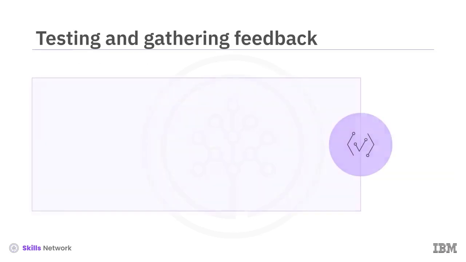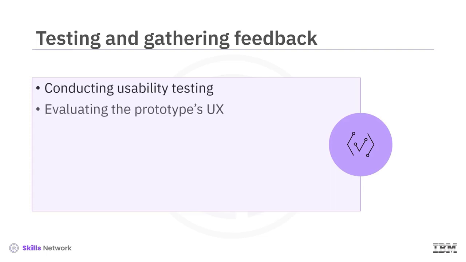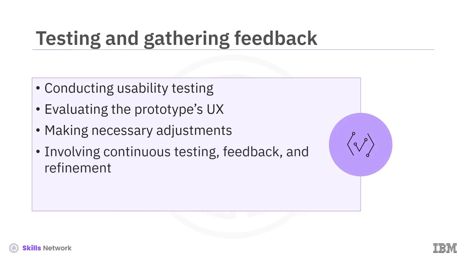The last step is testing and gathering feedback. You must conduct usability testing and gather user feedback to evaluate the prototype's user experience. Based on the feedback received, the prototype will go through an iteration, making necessary adjustments to improve its usability and address any issues identified. The iterative process will involve multiple rounds of testing, feedback, and refinement to ensure the prototype meets the desired user experience and aligns with the project goals.